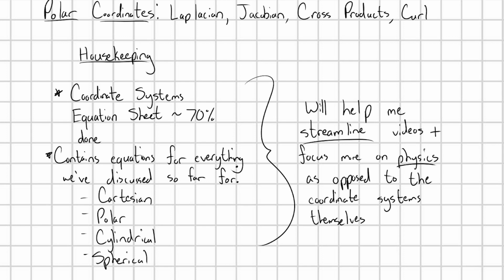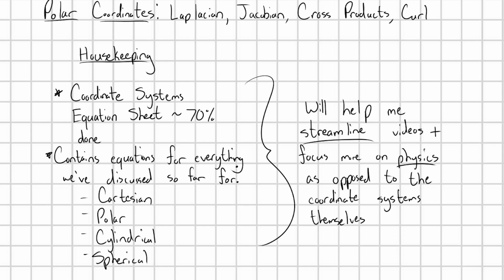Okay, so a little bit of housekeeping before we get this video started. One of my objectives in working on this mini-series was to put together a coordinate systems equation sheet in LaTeX. That's around 70% complete. It's going to contain equations for basically everything we've discussed so far in this mini-series, but for Cartesian, polar, cylindrical, and spherical coordinates, okay? There's going to be about 64 items total on it.